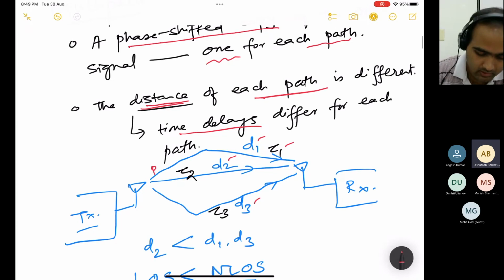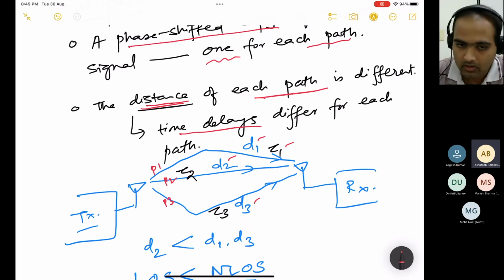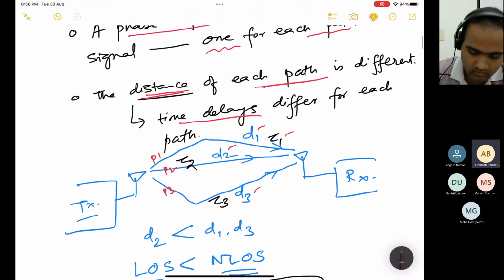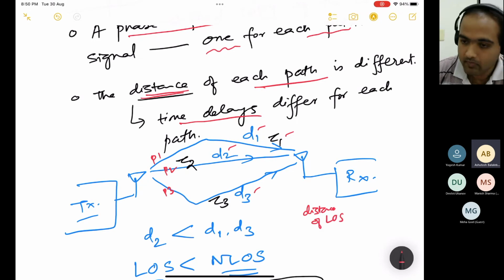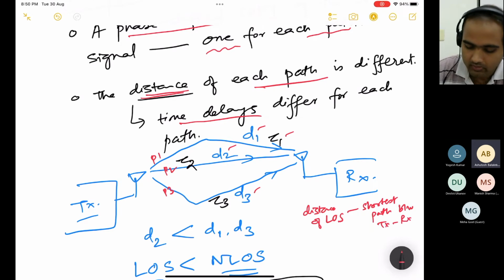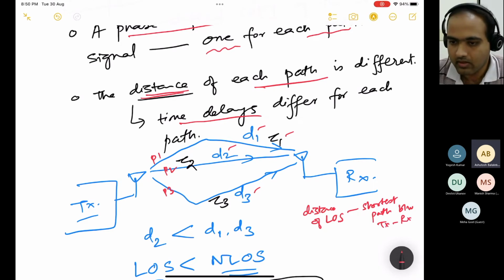So the symbol takes tau1 time to reach the receiver from path 1. If I just name this path 1, this path 2, and this path 3, it takes tau1 time from path 1 to reach the receiver. It takes tau2 time to reach the receiver from path 2. Similarly, it takes tau3 time. Okay, and always note that the distance of line of sight is the shortest path between the transmitter and receiver, right? So the line of sight communication is the shortest path between the transmitter and receiver, and all other paths which will be non-line of sight will have a larger distance.